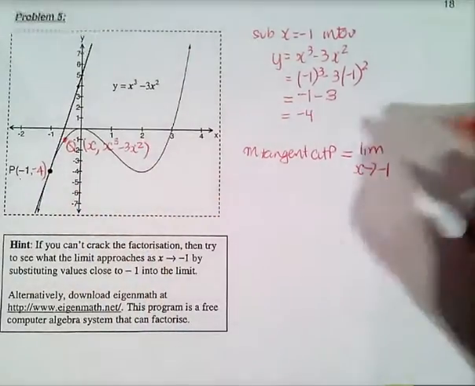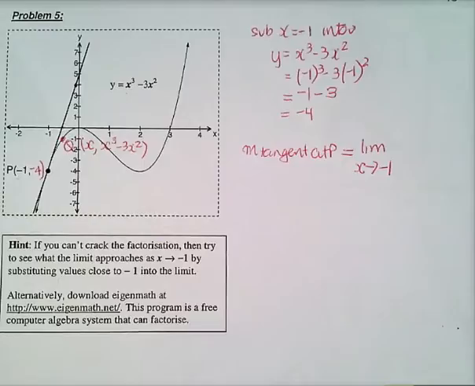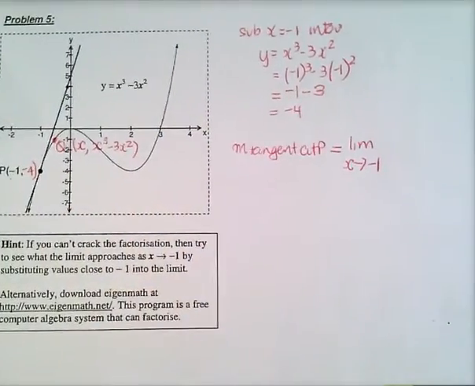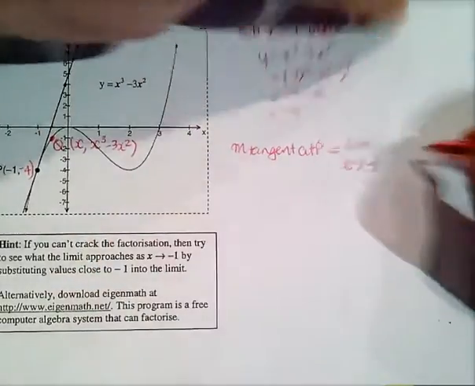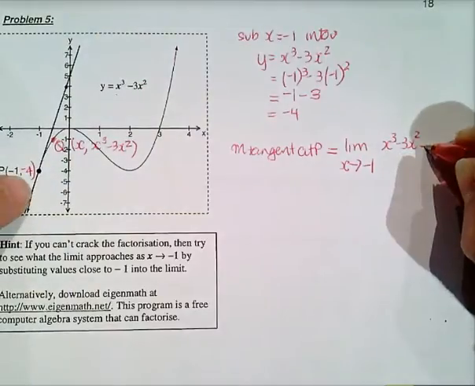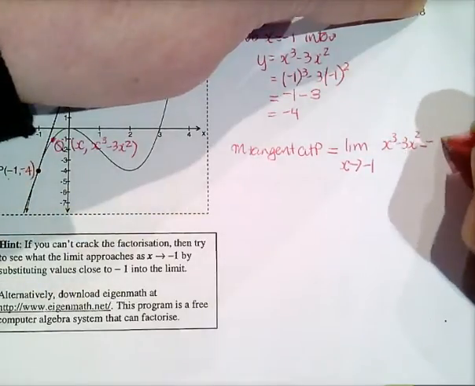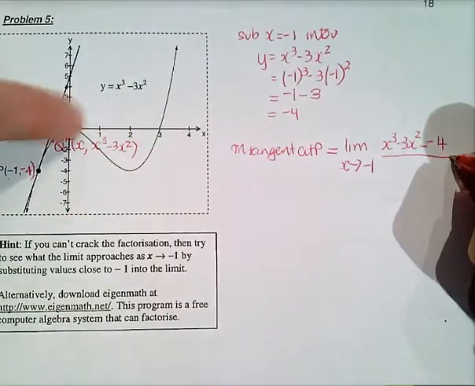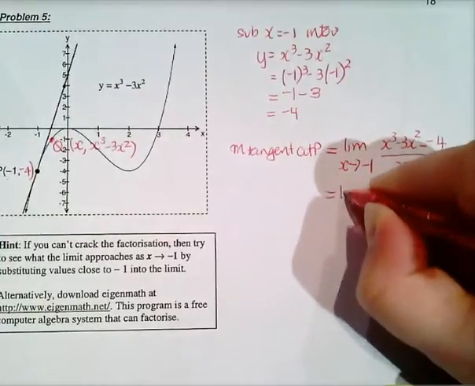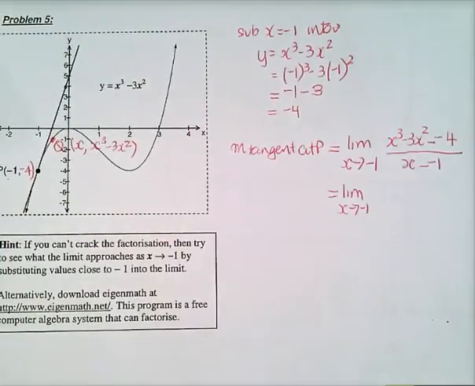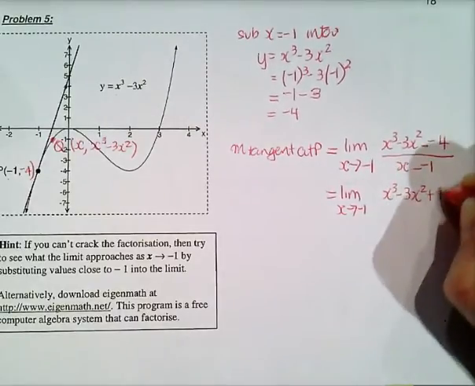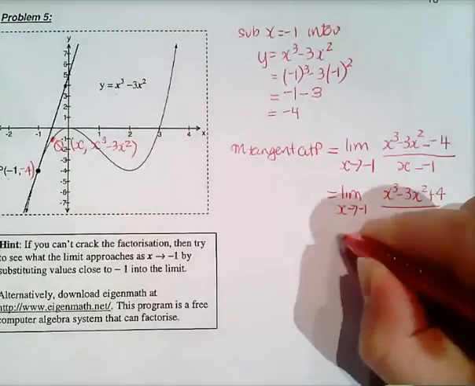Now the gradient of PQ, remember, is y2 minus y1 over x2 minus x1. So it will be, now y2 is x cubed minus 3x squared, so it's x cubed minus 3x squared minus y1, which is -4, so it's minus -4, over x2 minus x1, which is x minus -1. So it's the limit as x approaches -1 of x cubed minus 3x squared plus 4 over x plus 1.